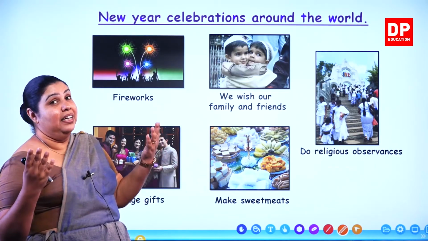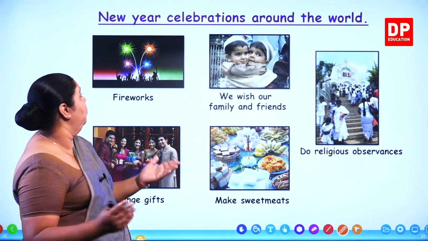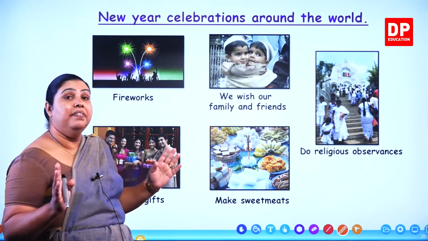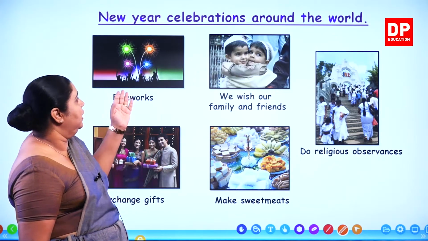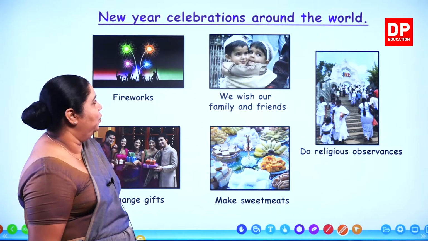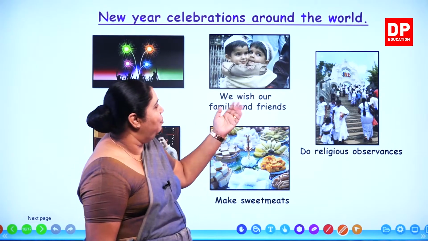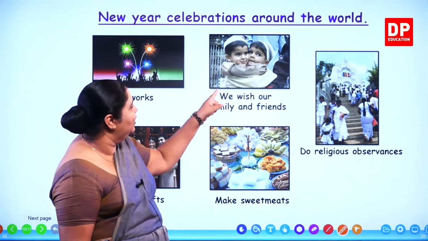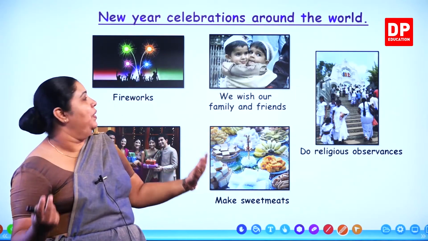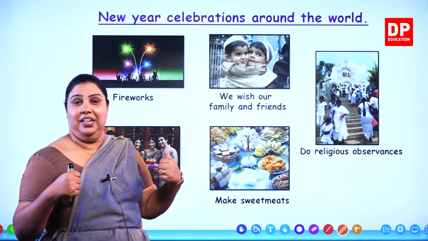When it is dark in the night only we can see the beauty of the fireworks. So they have fireworks all over the place to celebrate and welcome the new year. Then what do you do? As I told you, we wish our family and friends. Can you see these two little boys? They are hugging each other and they are wishing each other a happy new year.